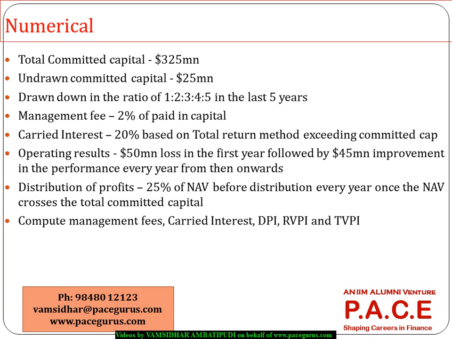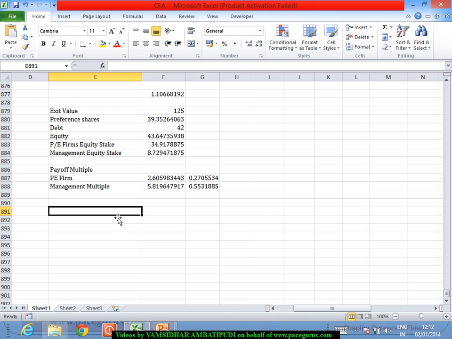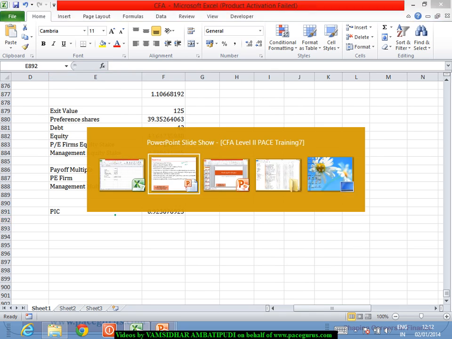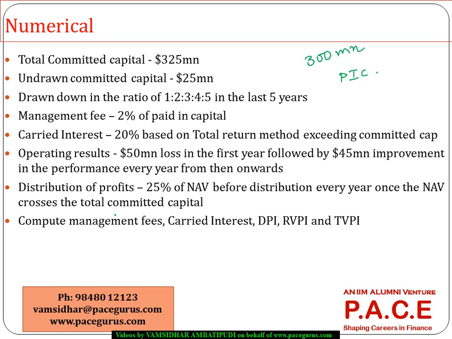The total committed capital is 325 million. Out of that, the undrawn portion is only 25 million, which means 300 million of the committed capital is already drawn. So what is the paid in capital here? In this example, I can very well say that the paid in capital is 300 million, which is used by the GP out of the 325 million. So almost 92.3% is the paid in capital for this example.